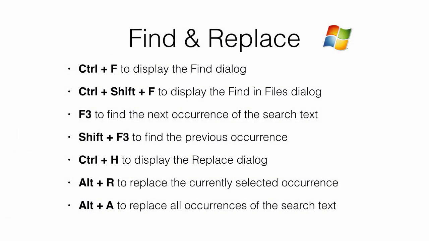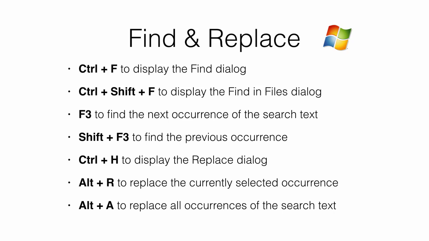Let's review. Press Ctrl and F to display the Find dialog. Press Ctrl, Shift, and F to display the Find in Files dialog. Press F3 to find the next occurrence of the search text. Press Shift and F3 to find the previous occurrence of the search text.